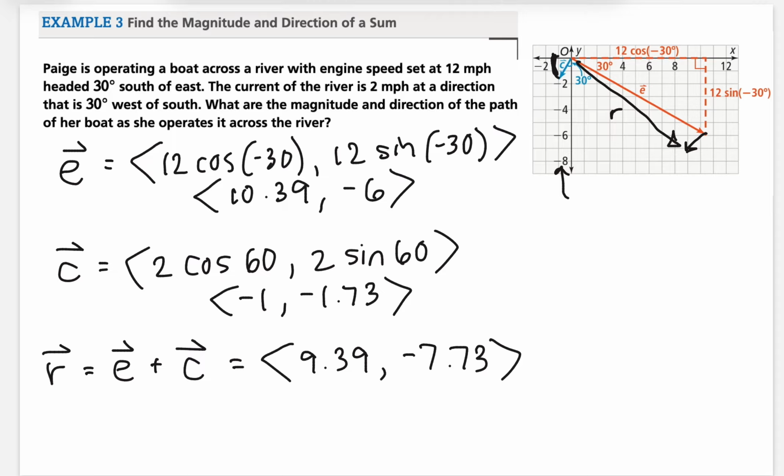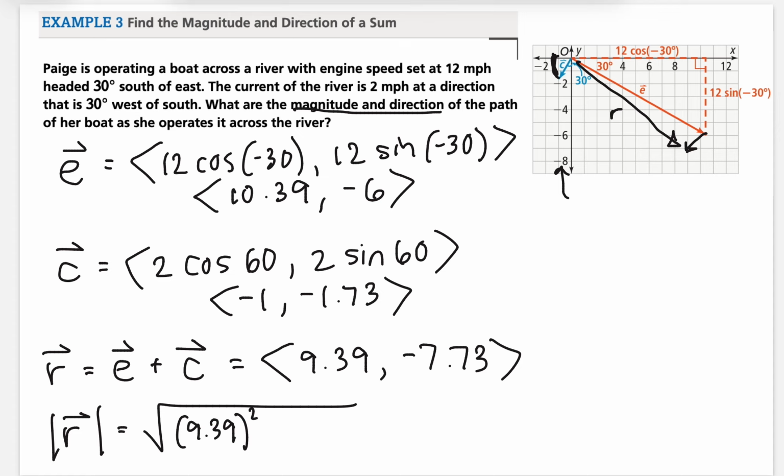So it wants to know magnitude and direction. So we have the component form, so now we can find both the magnitude and the direction. So the magnitude of vector R, we're going to do the square root of 9.39 squared plus -7.73 squared. Notice I'm putting parentheses around those. That's important because sometimes if we forget those parentheses and we type the negative, our calculator doesn't calculate it correctly. So for our magnitude, we're getting 12.2.